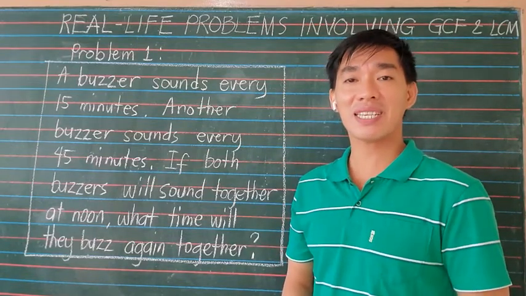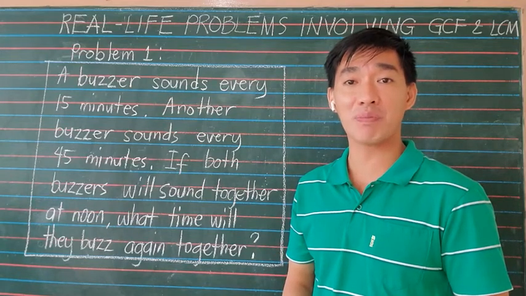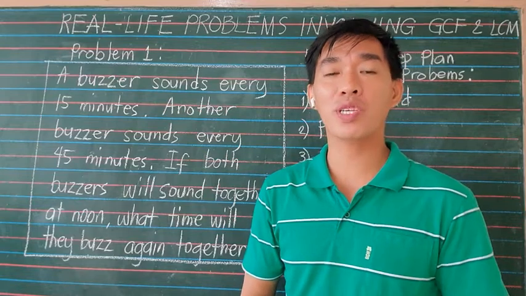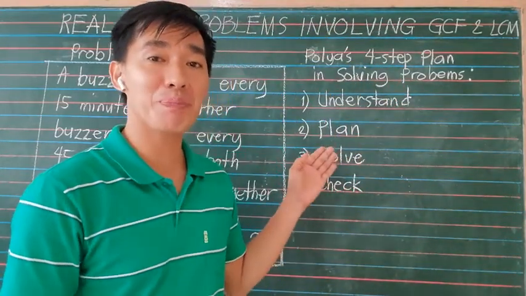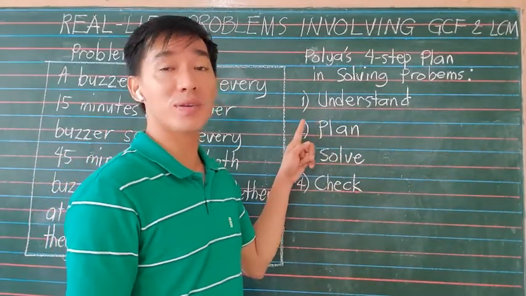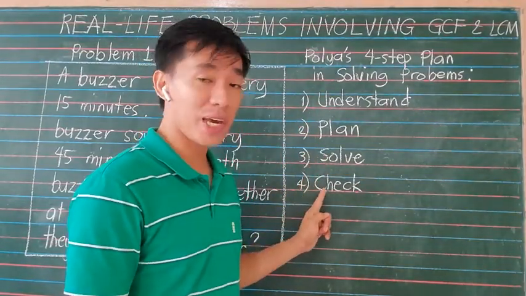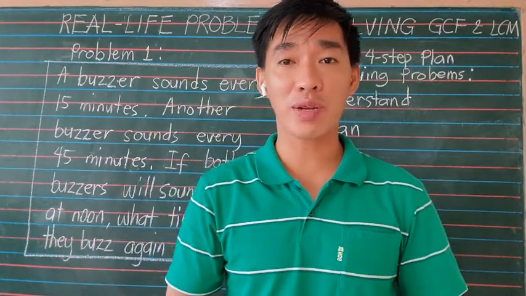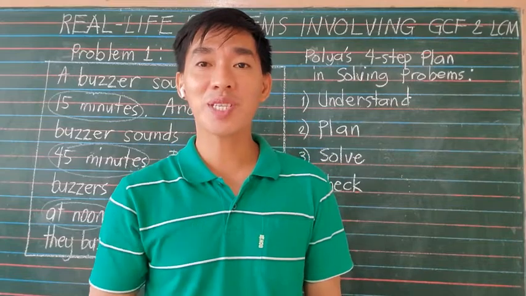This time, let us identify. Shall we use GCF or LCM in this kind of problem? In order for us to solve this kind of problem, of course, we will always have to consider Polya's 4-step plan in solving problems. And that 4-step plan includes understand, plan, solve, and check. In order for you to know the best solution for the problem, let us follow the steps. First is to understand the problem.